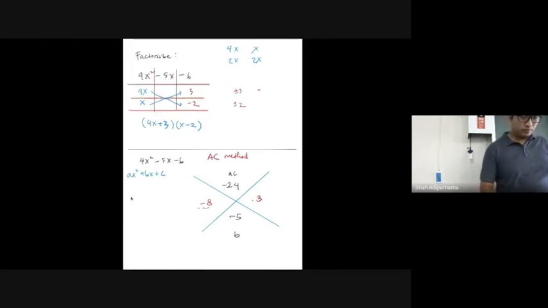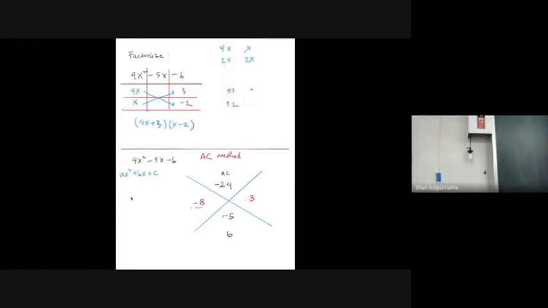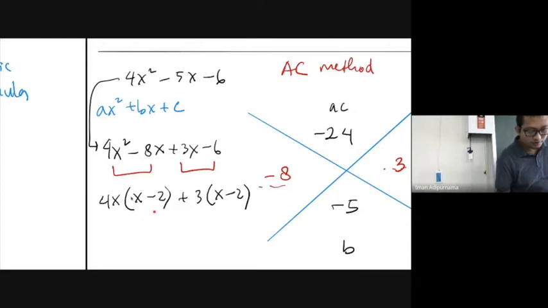What does it mean? So -8 and 3 is actually from this 5x, right? So I can rewrite the equation. So 4x squared -8x, okay, plus 3x -6, okay. What are we going to do here? Okay, try to group this one and group this one. So 4x, it will be x - 2, plus try to factorize if you can factorize. Also x - 2. Okay, we have both similar in x minus 2 here.